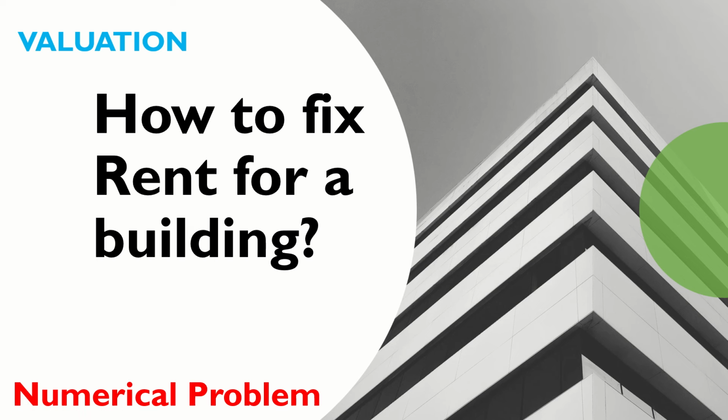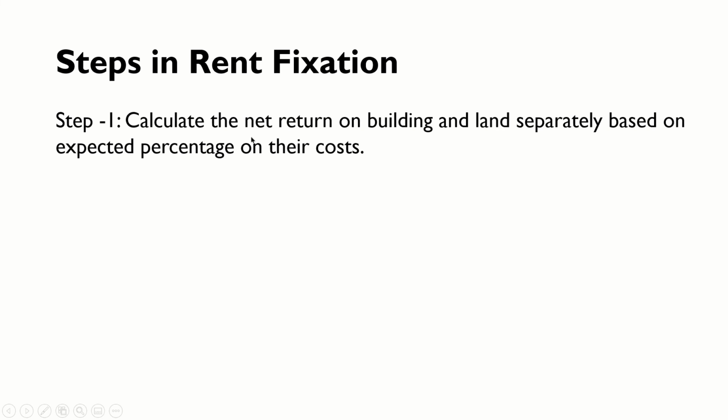Let us see how to fix rent for a building as a part of valuation. These are the steps in rent fixation. One is to calculate the net return on the building and land separately based on expected percentage on their cost.